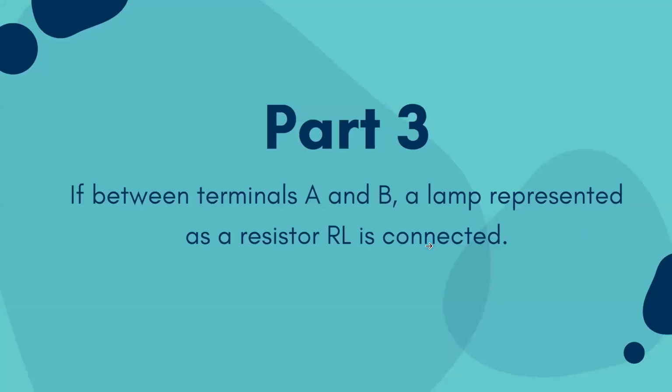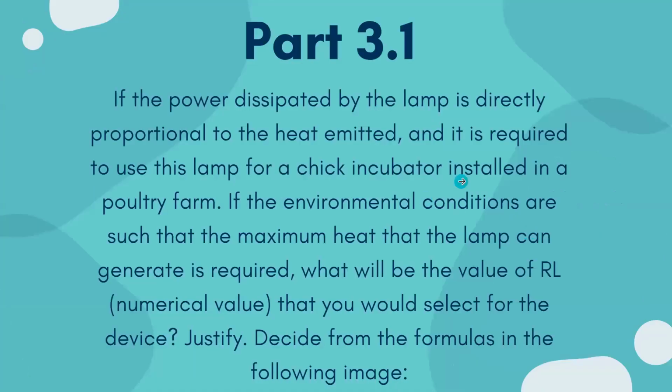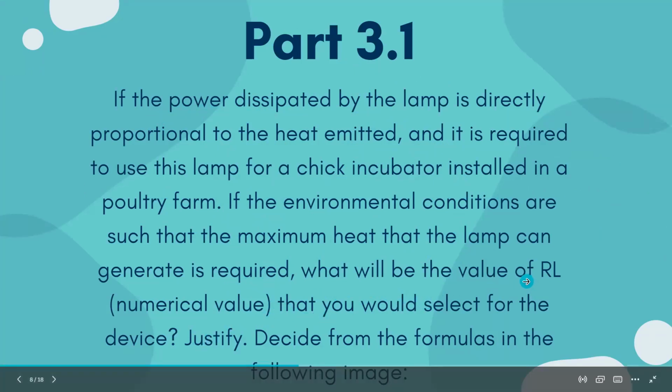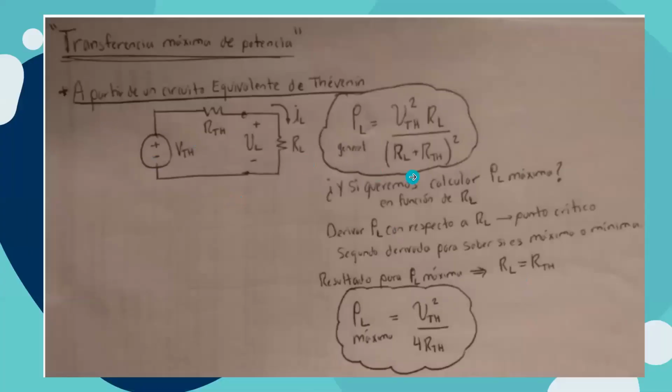For the third part, a lamp represented as a resistor RL is connected between terminals A and B. This part of the problem divides in two. That's why we have part 3.1. If the power dissipated by the lamp is directly proportional to the heat emitted, and it's required to use this lamp for an incubator installed in a poultry farm, if the environmental conditions are such that the maximum heat that the lamp can generate is required, what will be the value of RL that you will use to select the device? Justify and decide from the formulas that the problem gives us. These are the formulas that the problem gives us.